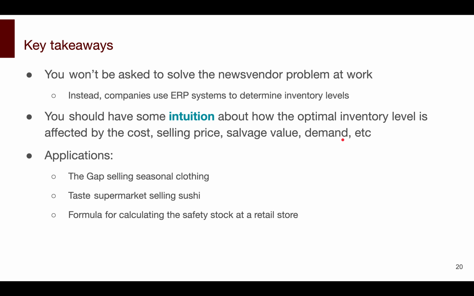The Newsvendor model is applicable to more general situations where demand is perishable. For example, The Gap, a fashion retailer, sells seasonal clothing that if they can't sell has to be salvaged. So they have to take into account the probability of clothing being unsold and how much they get back from salvage. Or the Taste Market supermarket has a rather nice sushi and sashimi section, and if they can't sell that sushi or sashimi, they basically have to throw it away the next day. So these two examples are where inventory is perishable.